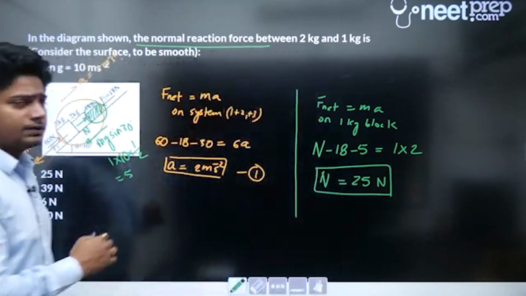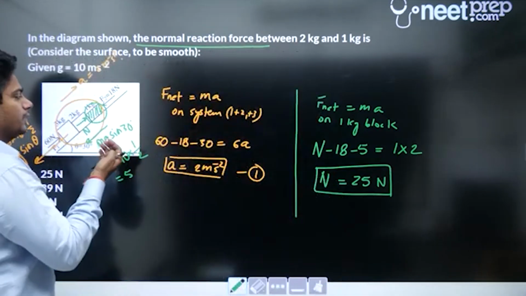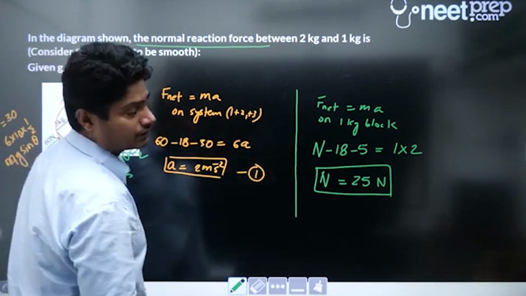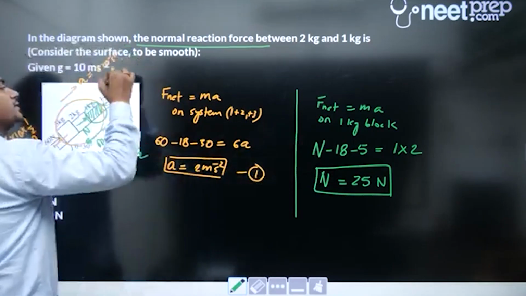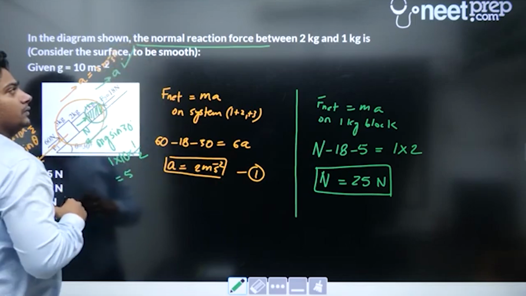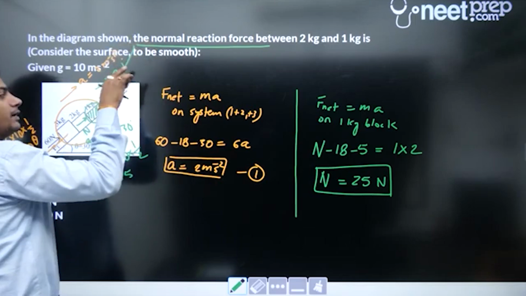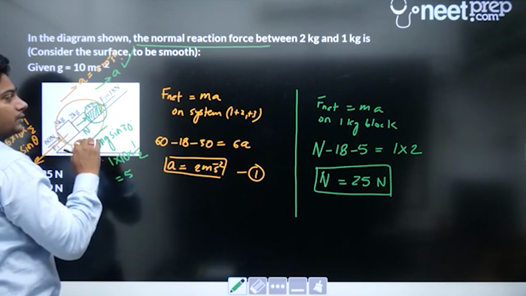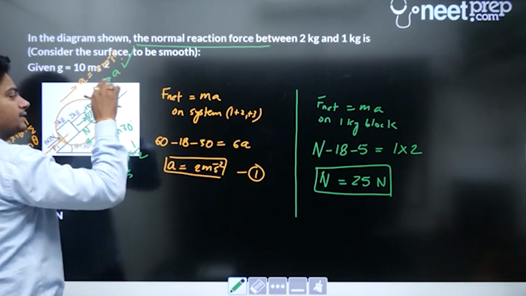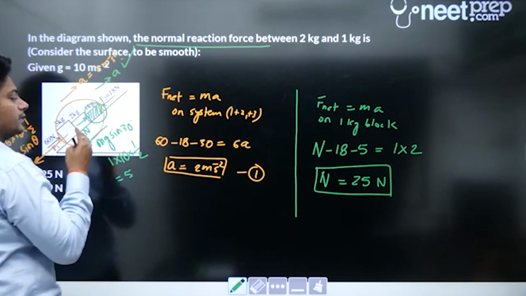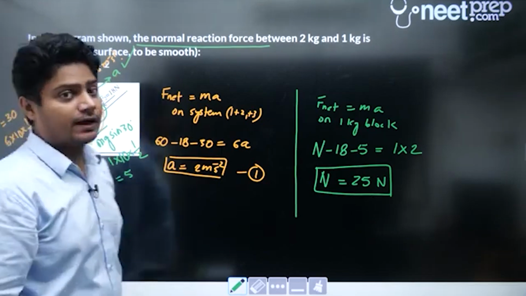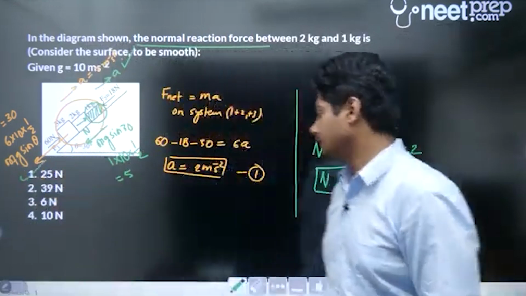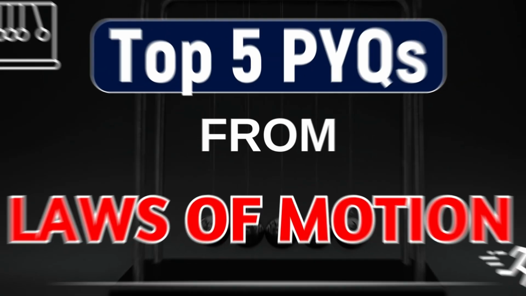Now some of you might have a doubt: sir, why have you taken normal as the larger force? Because my dear, the acceleration is upward and the only force which can take it upward is N. Hence N must be the largest. So because of the direction of acceleration, I have subtracted all the forces from N. I have considered N as positive, N as greater. So that is the logic. So in this case, the correct answer will be 1. Very good question.